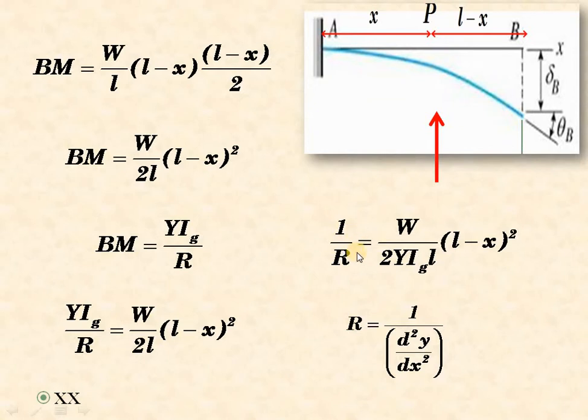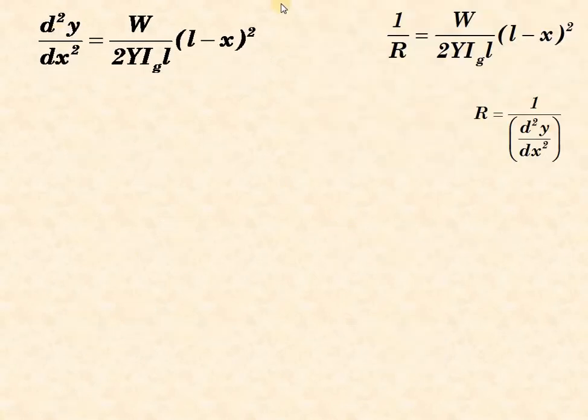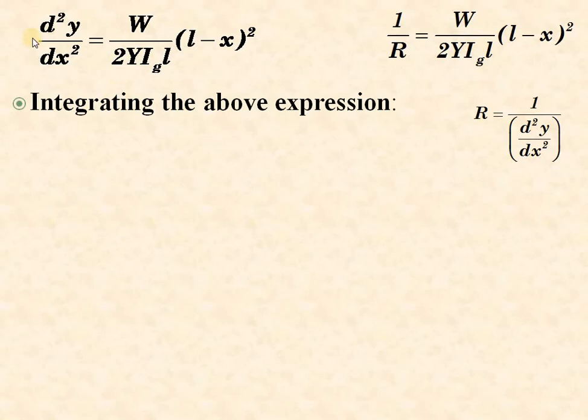We can substitute this value. When you substitute, we remove 1 by R, and when you place it here, we get d square y by dx square equal to W by 2 Y I_g L into (L minus X) square. Here all notations have been well explained earlier. Since this is a differential equation, we call it the differential equation of a bent beam. In order to solve a differential equation, we have to integrate it with respect to x.